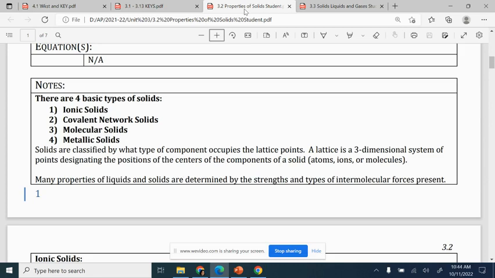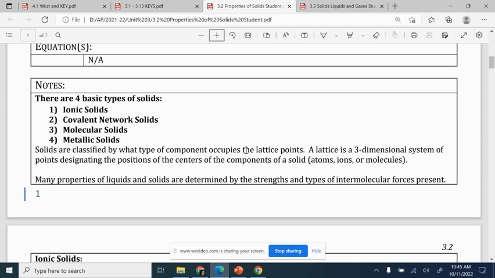Okay. Now, there are 4 basic types of solids. We have an ionic solid. We have covalent network solids, which we touched on briefly yesterday. You are familiar with molecular solids such as glucose, for example. And then there are metallic solids.